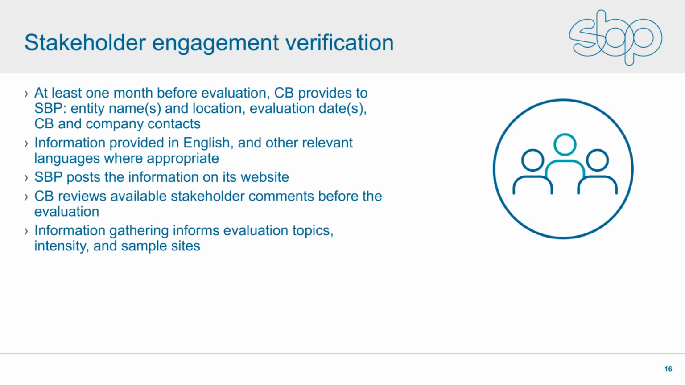The certification body then reviews any available stakeholder comments for evidence of conformance or potential non-conformance before the evaluation begins. Information gathering also includes the stakeholder engagement plan from the client and any comments actively collected and linked to specific questions or risks in the supply-based evaluation. The results of this information gathering inform the evaluation topics, the evaluation intensity, and the sample of sites.